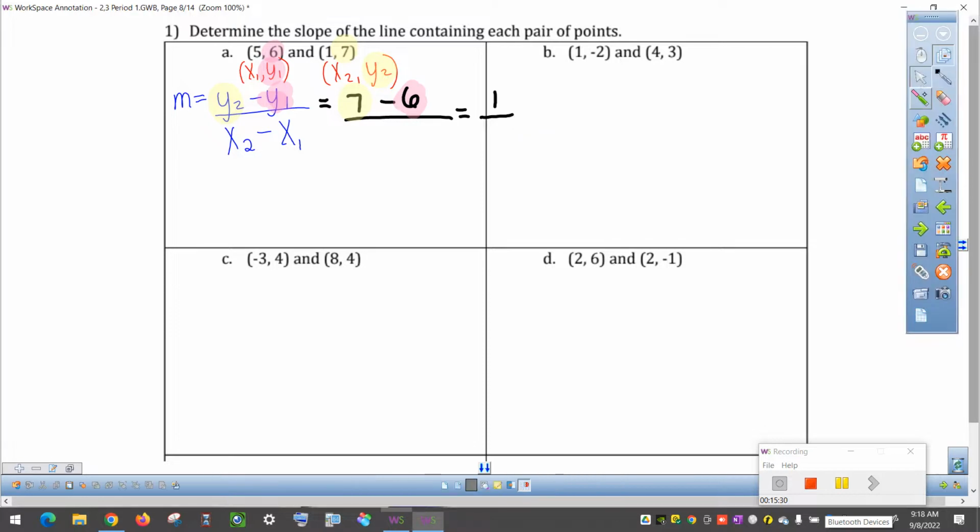Let's take a look here at the denominator. Notice that the order of our subtraction is staying the same. We're starting with x2, and I defined that to be 1, so I'm going to put a 1 in this position. We're going to bring over our subtraction sign again, and then we're subtracting x1, which we defined here to be 5. And this is going to go into the negatives. That's okay. 1 minus 5 is negative 4.